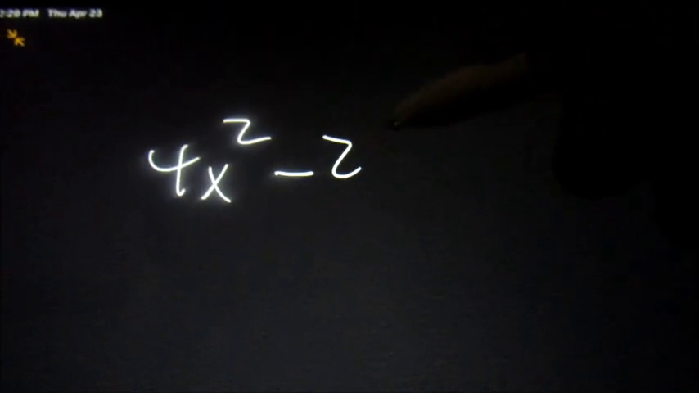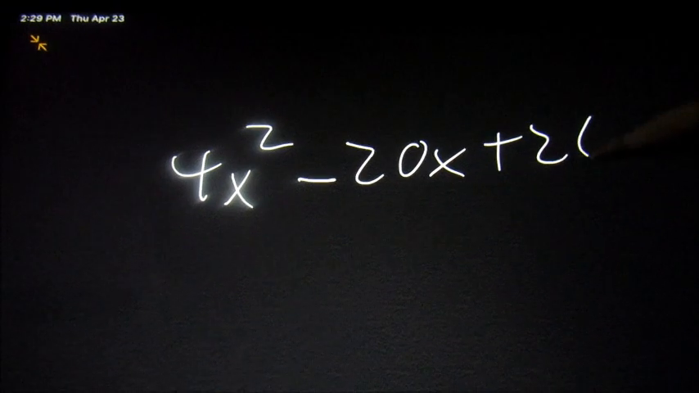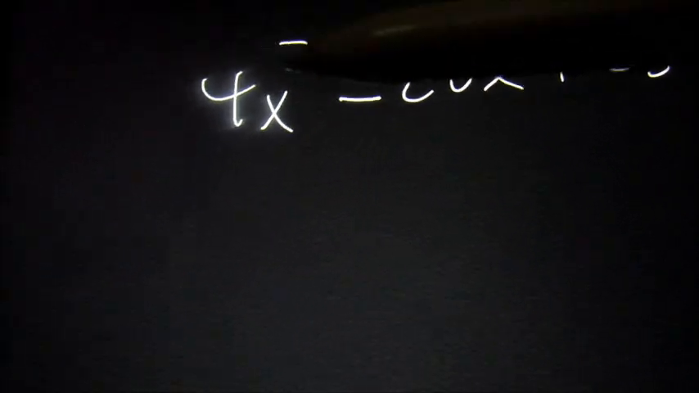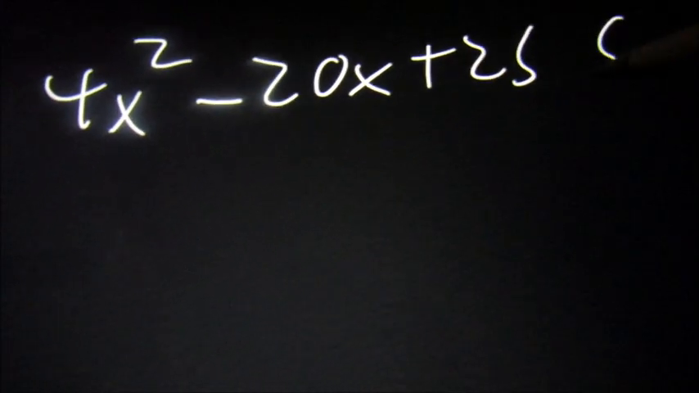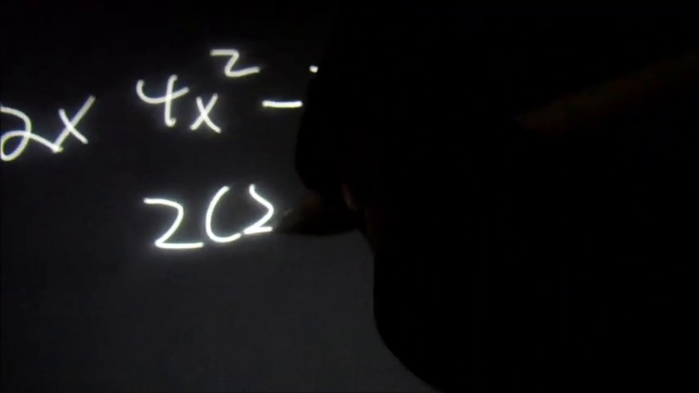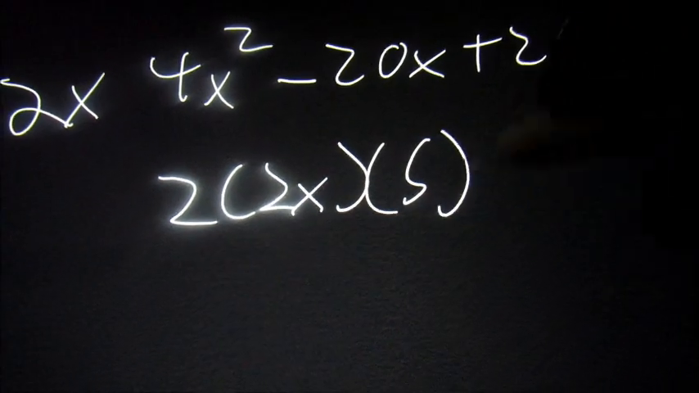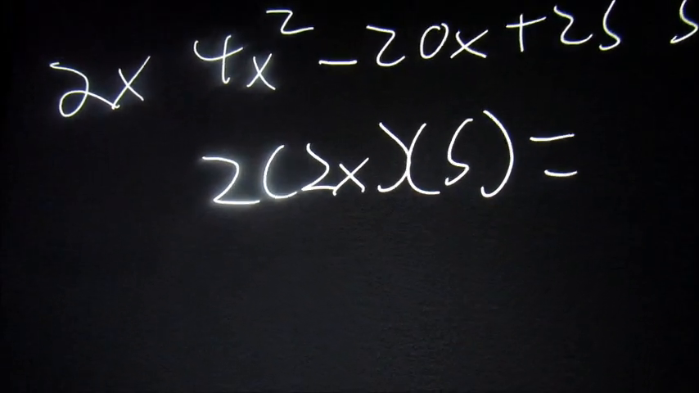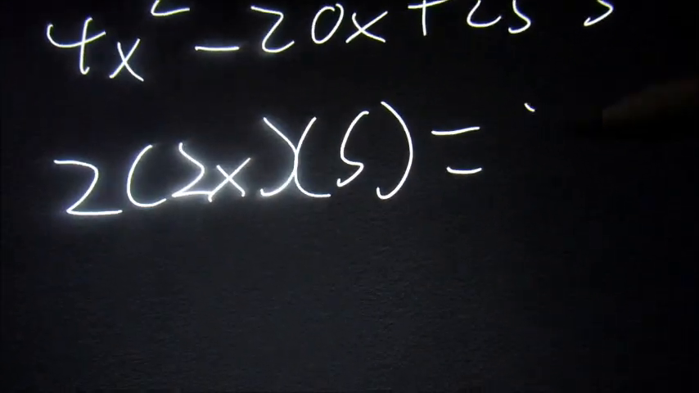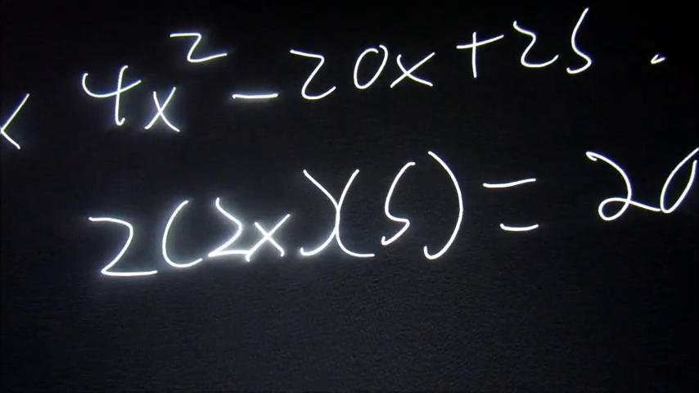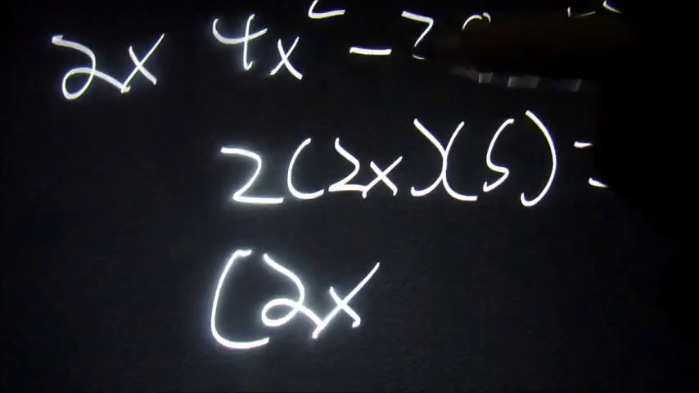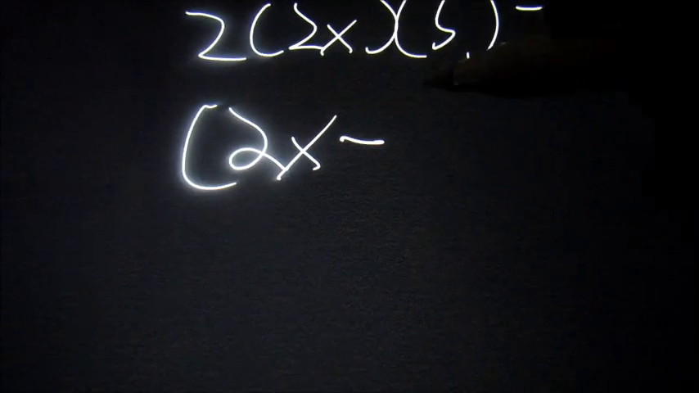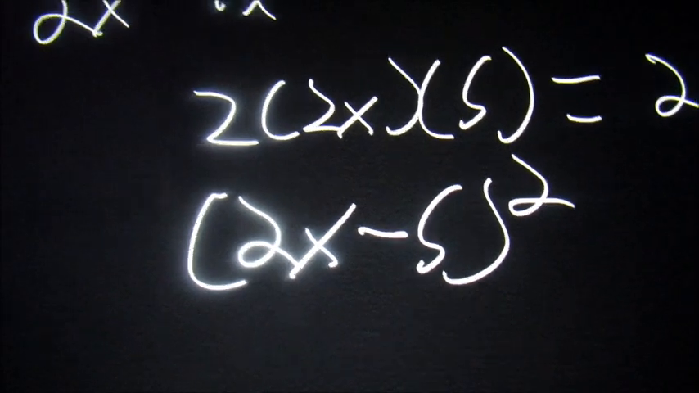Then let's say that we have 4x squared minus 20x plus 25. So the square root of 4x squared is 2x. Square root of 25 is 5. 2 times 2x times 5: 2 times 2x is 4x, times 5 is 20x. That is what the middle term is here. So our answer here is going to be 2x, this is a minus, so minus 5, the whole thing squared.